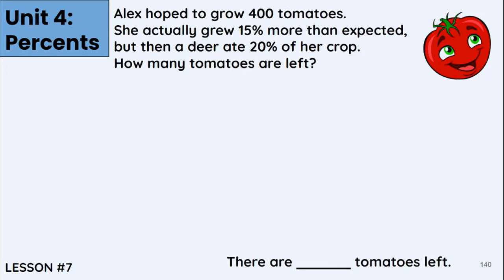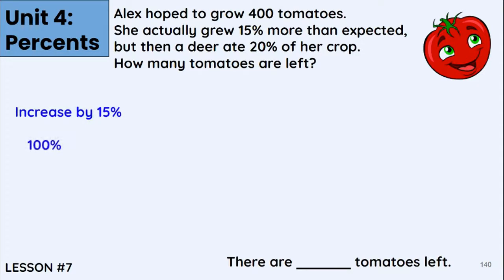Alex hoped to grow 400 tomatoes. She actually grew 15% more than expected, but then a deer ate 20% of her crop. How many tomatoes are left? So we have to do this problem in two separate steps. First, she hoped to grow 400 tomatoes, but she grew 15% more than that. So let's increase 400 by 15%.